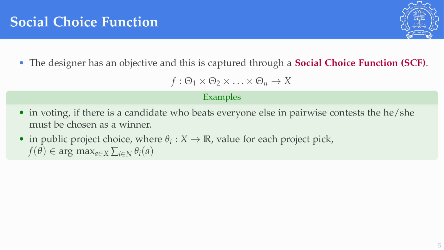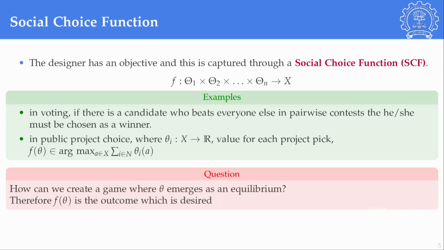We have to somehow come up with some schemes in our auction setting for how we can actually achieve this social choice function in an equilibrium. So the question that we are going to address in mechanism design is how can we create a game where the true theta. Remember that they can report anything, but we want to have that the true theta.